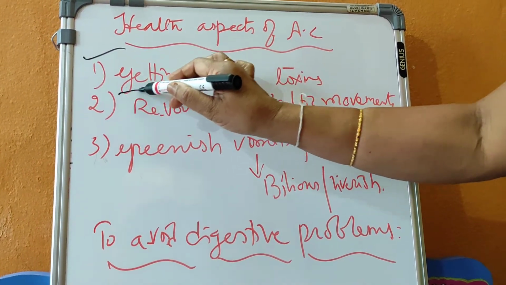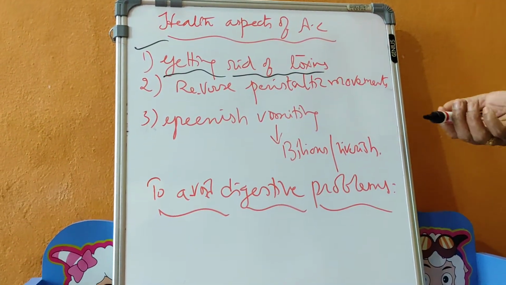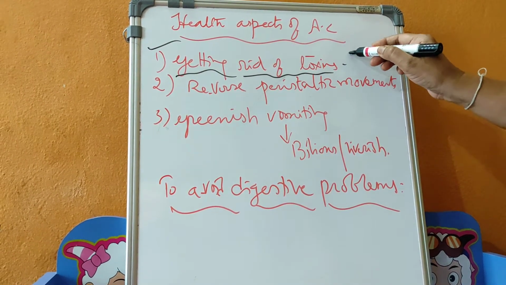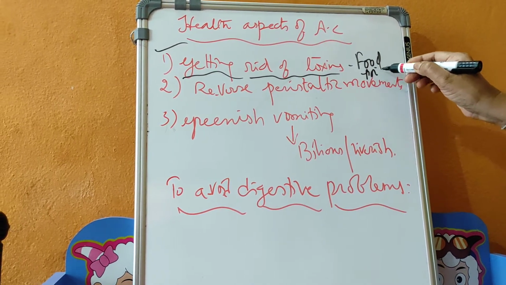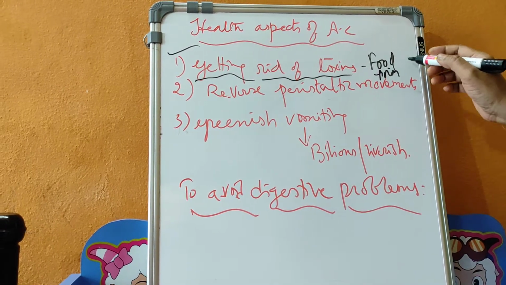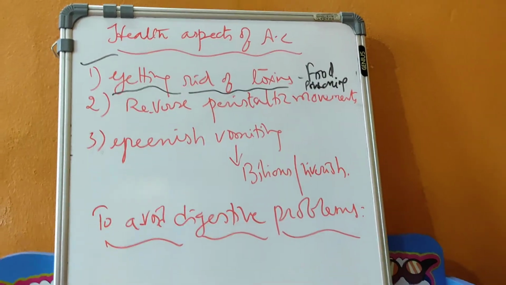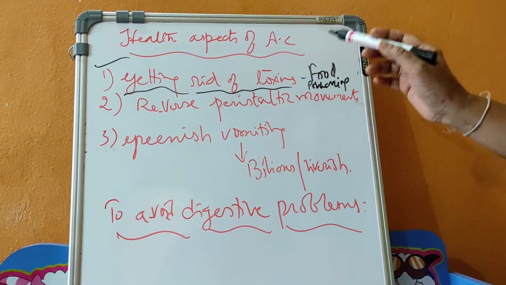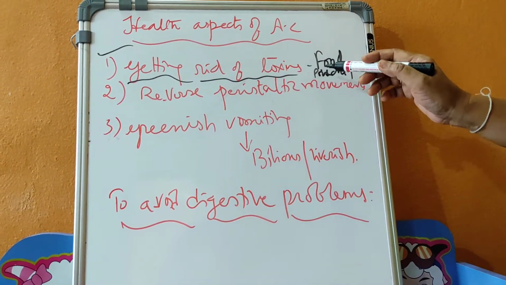What is getting rid of toxins? When we take food, sometimes because of delayed eating, or else sometimes because of food poisoning. You might have heard the word food poisoning. What is food poisoning? Actually the food may be the stale one or the already poisoned one, meaning not fresh. If that is not fresh, then we use the word food poisoning. So getting rid of toxins means the toxins that are in the food, which may be stale or not fresh. Then we use this word food poisoning.